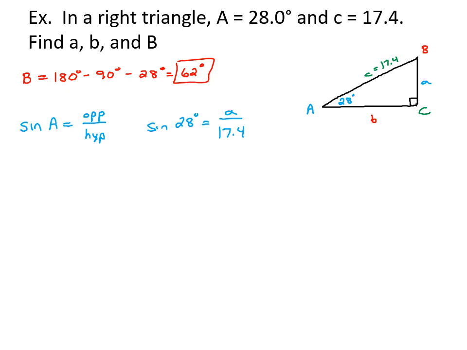Now, when you do this, to get the A by itself, all you want to do is multiply both sides by 17.4. So I would say that 17.4 times the sine of 28 degrees equals A. And at that point, we go back to the calculator. And we say 17.4 times sine of 28 degrees. That'll give me about 8. They have one decimal on everything, so I'll go one decimal as well. That gives me about 8.2.